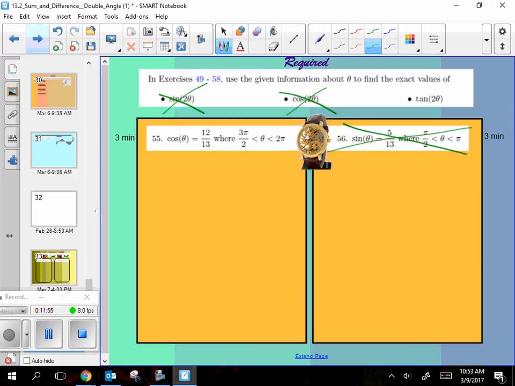Next, you're going to cross off these two and only do the tangent of 2 theta, which again, you looked up on the sheet even earlier today. And you don't have to do problem 56 here. Crossing that one off too. So it's only this problem and only do tangent of 2 theta for it. So you're going to make yourself a nice little triangle. All right.